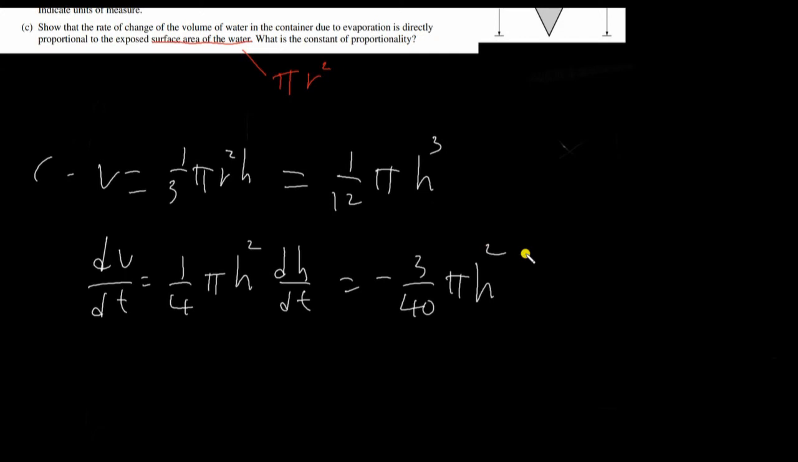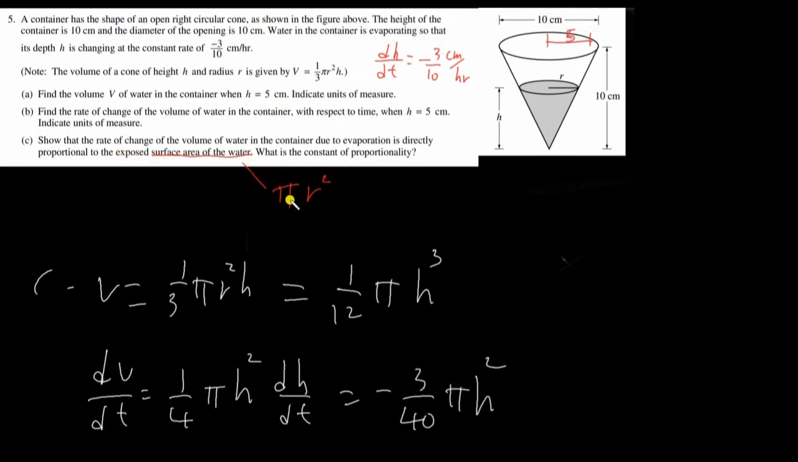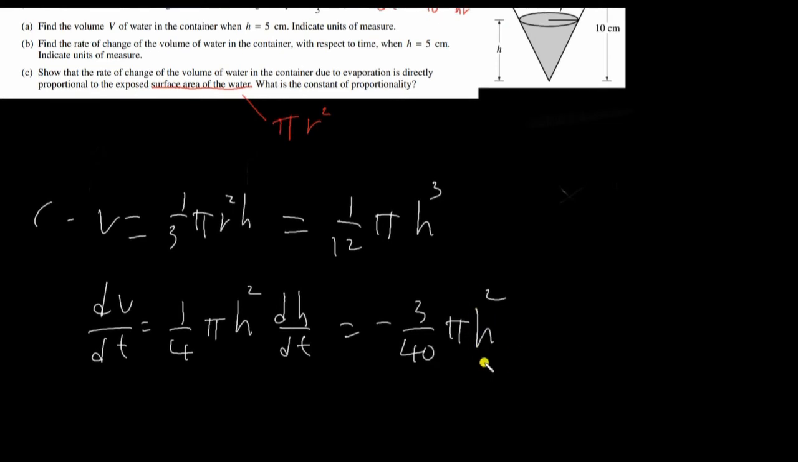Okay? And then we're not quite done yet. We're almost there. Now, since the surface area is pi r squared, and I want to include an r in this equation, I need to turn this h into an r. So how do I do that? What's the relationship between h and r?